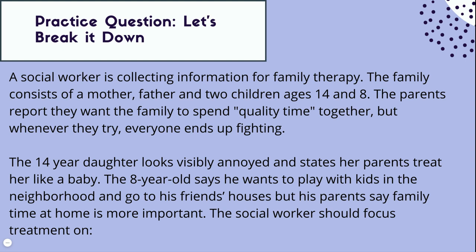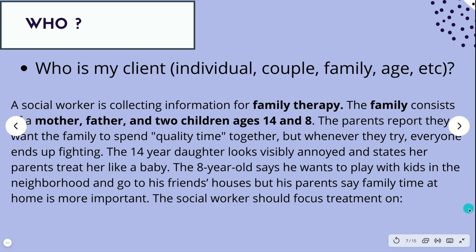We're going to use those 5 W's to break it apart, pull out the information that's important. So let's start with who. What does who mean? Who is my client? Is this an individual? Is this a couple? Is it a group? Is it a family? Here I have highlighted and bolded what information is going to help us for who.